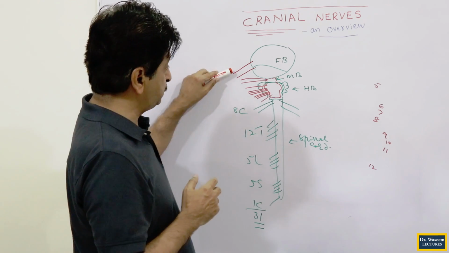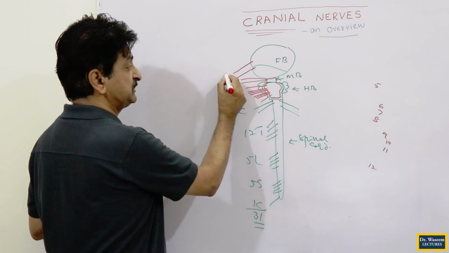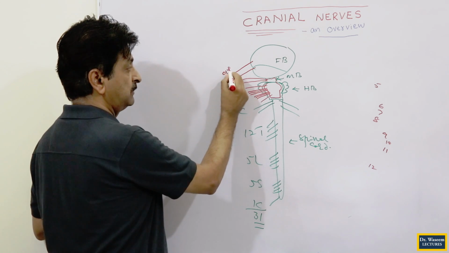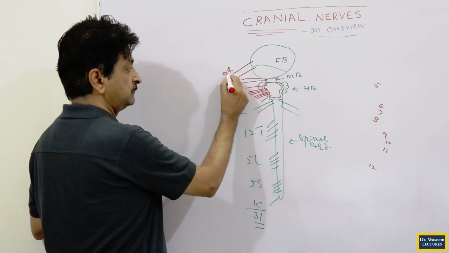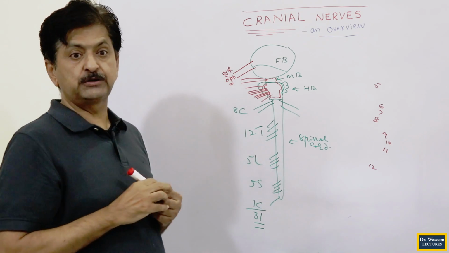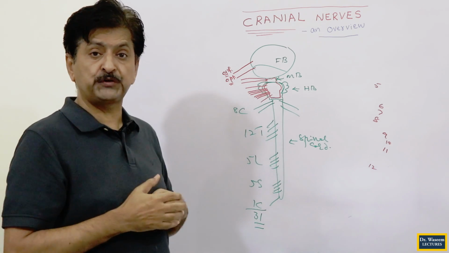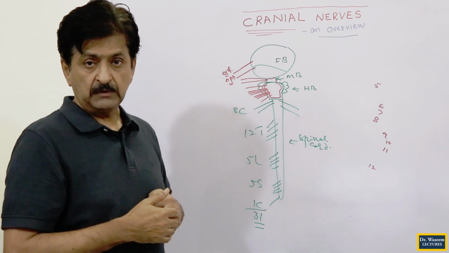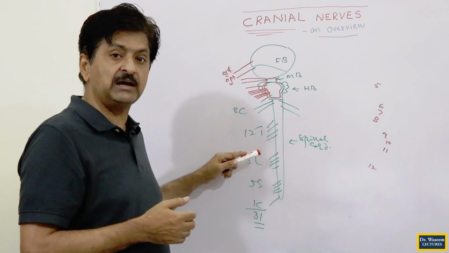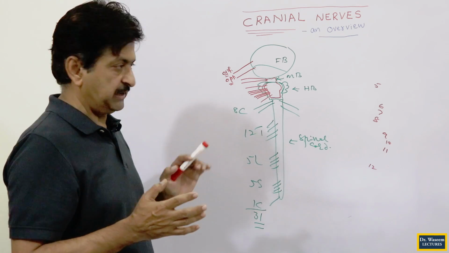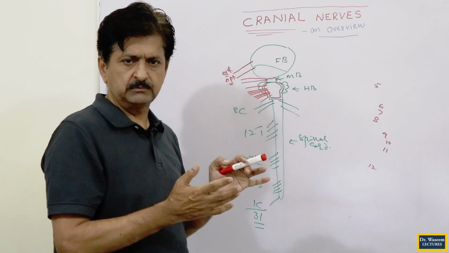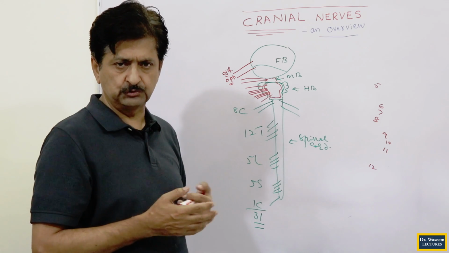Because these two nerves, the first is the olfactory nerve, and the second is called the optic nerve. These two nerves basically are different from all the nerves, not just different from the spinal nerves, they are different from the cranial nerves also. They are similar in that they are part of the peripheral nervous system, this is true.